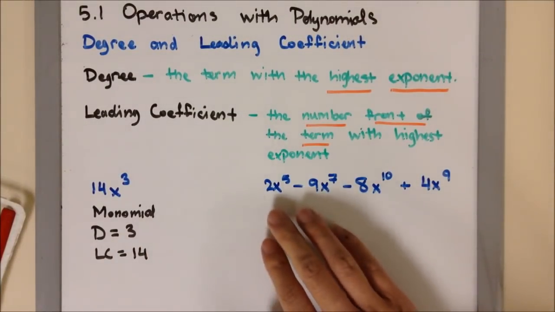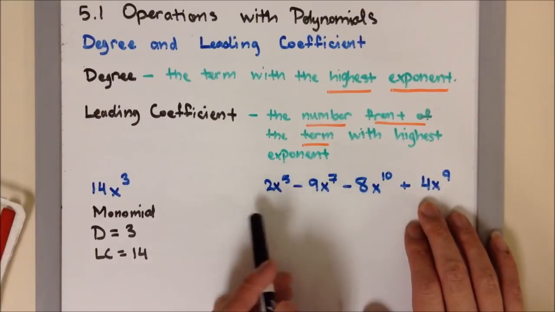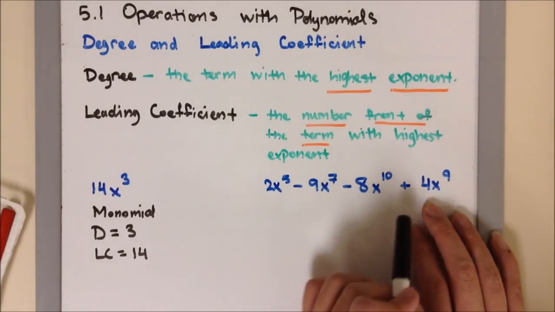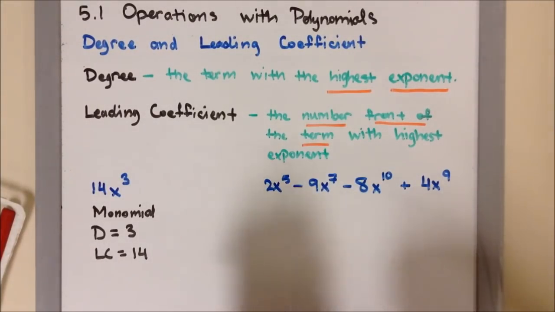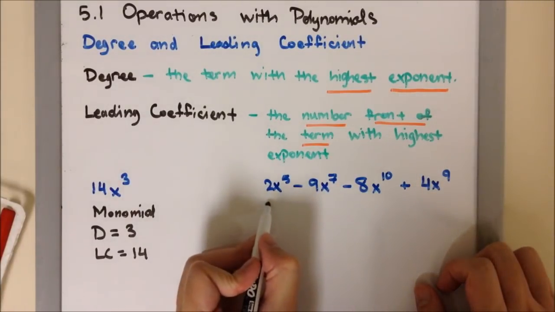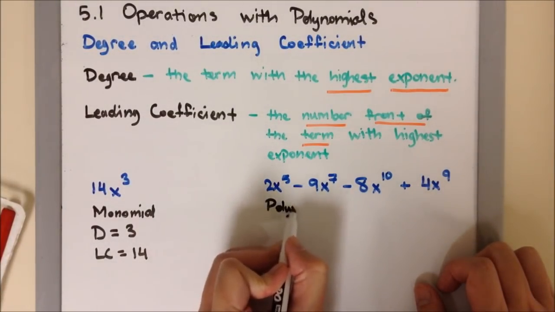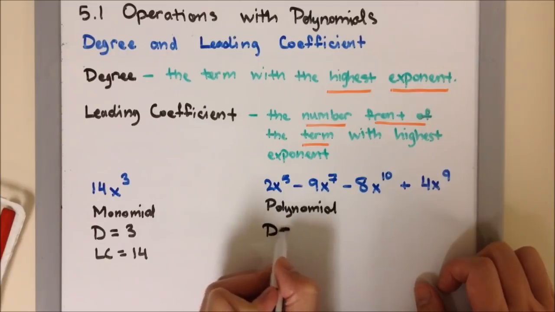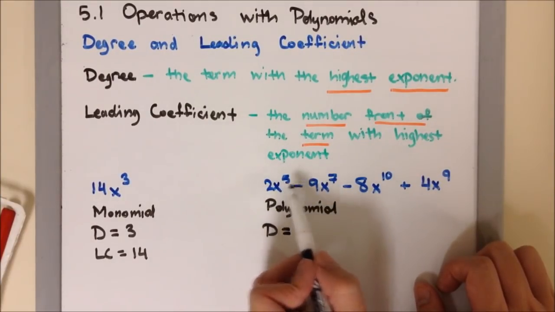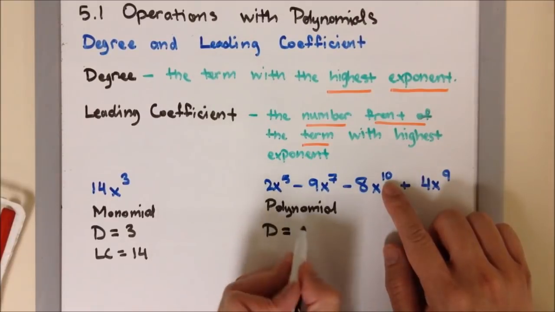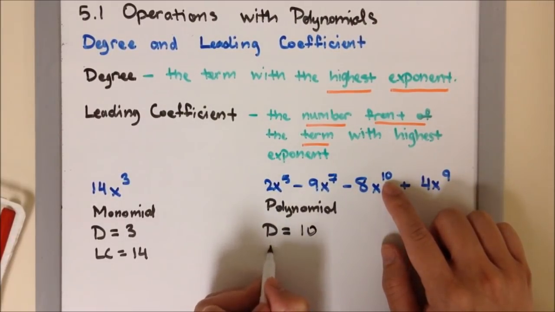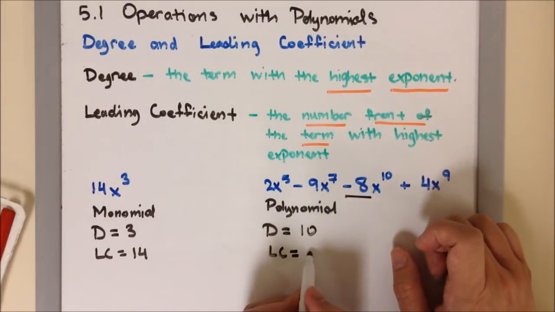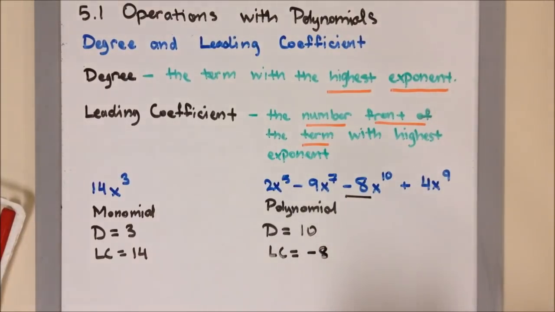Now over here, I have 1, 2, 3, 4 terms. So this is a polynomial: 2x to the 5th minus 9x to the 7th minus 8x to the 10th plus 4x to the 9th. So if I were asked to classify, this will be classified as a polynomial. Now for degree, look at the highest exponent. So between 5, 7, 10, and 9, 10 is the highest, so D equals 10. Now my LC is the number in front of the highest exponent, so minus 8. So LC is negative 8. And that would be my answer for this example.